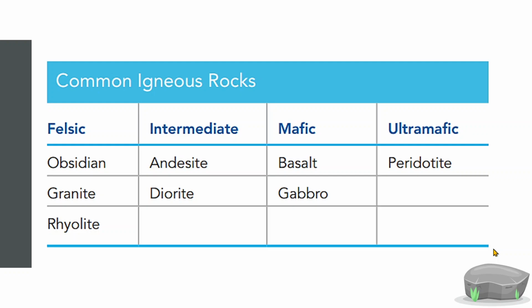We've mentioned in the previous slide that there are kinds of igneous rocks based on the silica component: felsic, intermediate, mafic, and ultramafic. The most common igneous rocks are felsic, intermediate, and mafic. Obsidian, granite, and rhyolite are felsic. Intermediate igneous rocks are andesite and diorite. Mafic are basalt and gabbro, and ultramafic is peridotite.